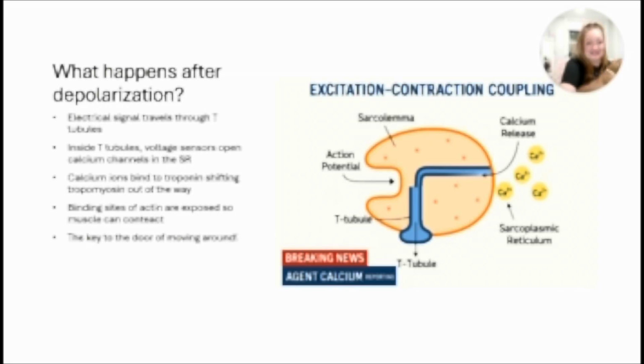So once the muscle fiber depolarizes, it sends electric signals through T-tubules. T-tubules are tiny tunnels found in muscle fibers. So inside the T-tubules, as I previously mentioned, are tiny tunnels running through muscle fiber.